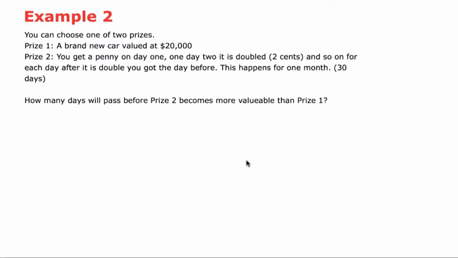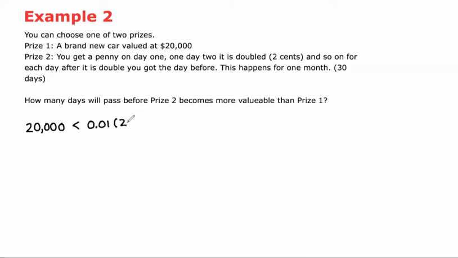So on day 3, it would be 4 cents. On day 4, it would be 8 cents, and so on and so forth. This happens for 1 month, 30 days. How many days will pass before prize 2 becomes more valuable than prize 1? And the question is, when does that value become more than the car's value, starting with a penny, which is 0.01, doubled every day?